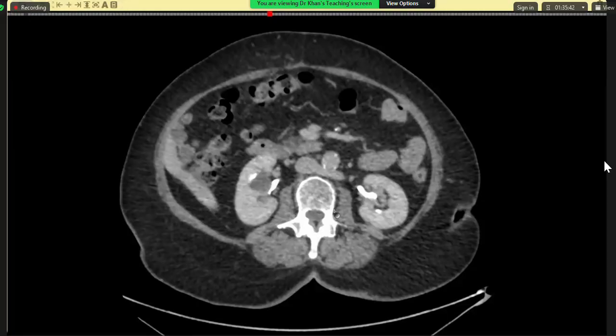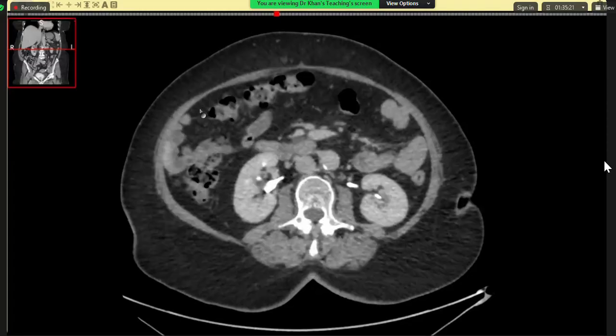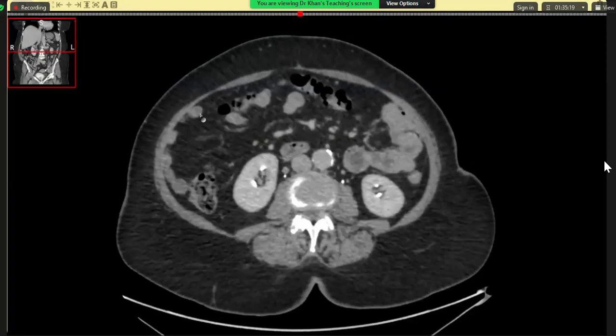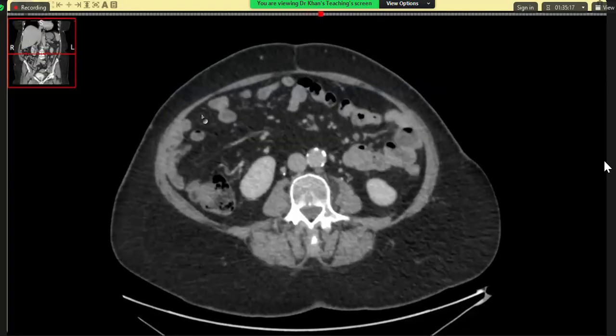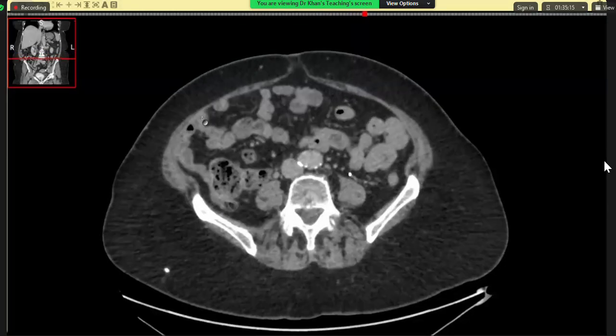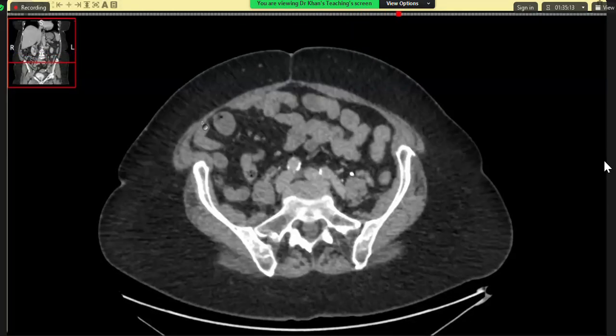Part of it will be in venous phase, and part of it will be in excretory phase. Yes. And basically, you have saved a phase. You have saved radiation, right? Yes. Please continue. Just concentrate on pelvis. Okay, sir. So this is the excretory phase, and I will scroll down till the pelvis.